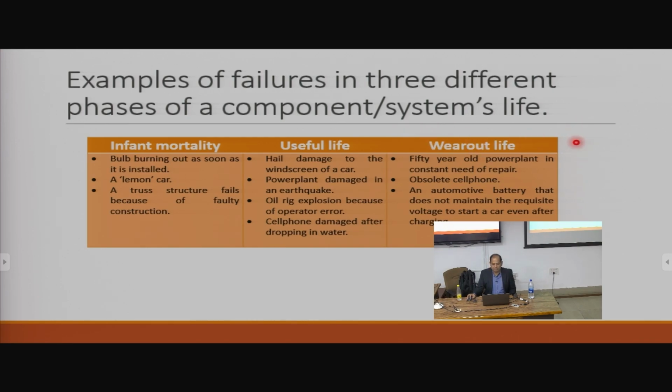Wear out life, just three examples: a 50-year-old power plant in constant need of repair. They just closed down a whole bunch of old power plants, nuclear power plants in Europe, and also coal-fired power plants all over the world, because it's just not worth replacing them. An obsolete cell phone, and a battery that does not maintain the requisite voltage.